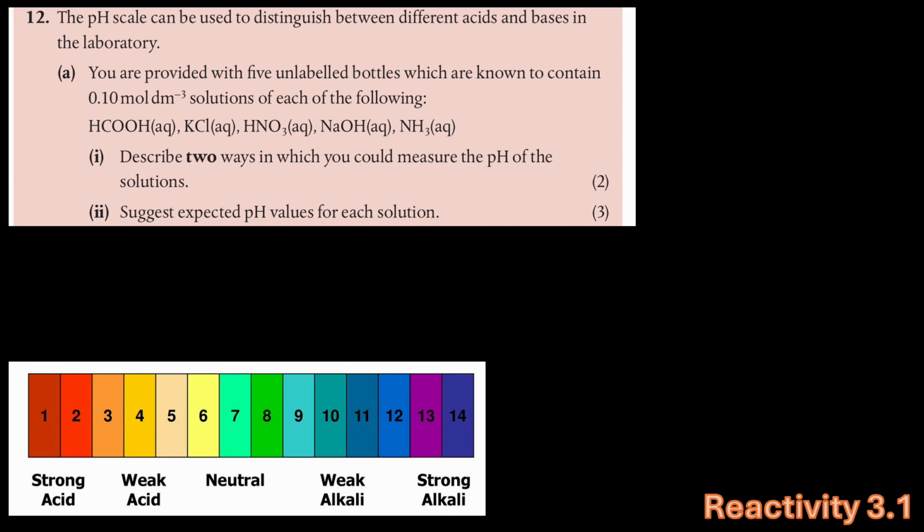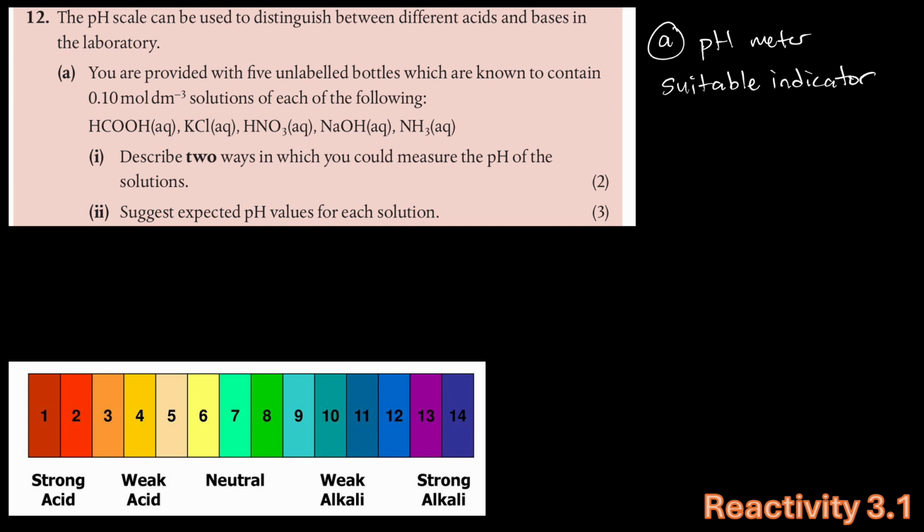So I think the most obvious way would be using a pH meter. And I know we've worked a lot with titrations recently, so another great way is going to be using a suitable indicator. And that indicator will change color when the pH changes, so that is going to be a great way to measure the pH of a solution.